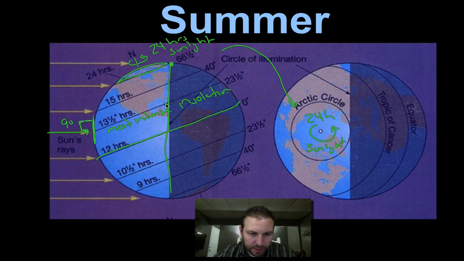Notice that this path from here to here is 13 and a half hours of daylight. It's going to be a longer path than this one right here. This one, same thing, longer path. These longer paths are going to contribute to more hours of daylight.